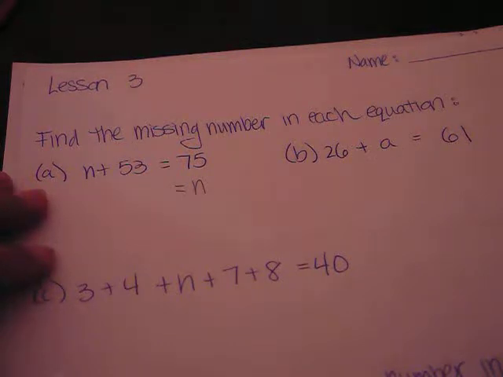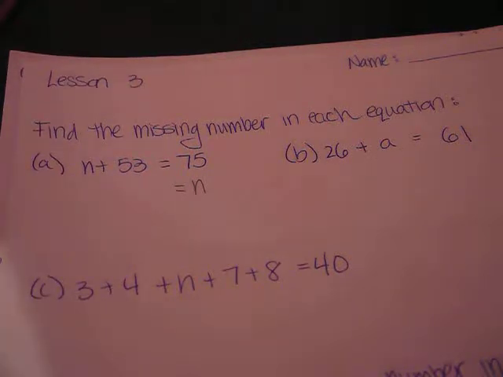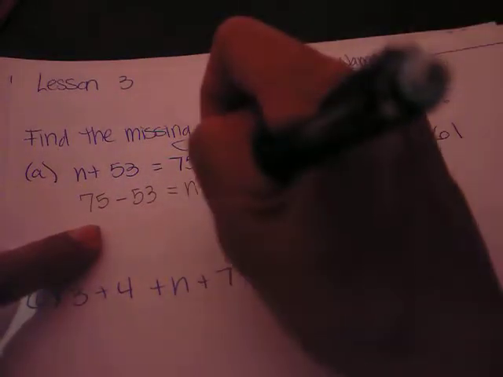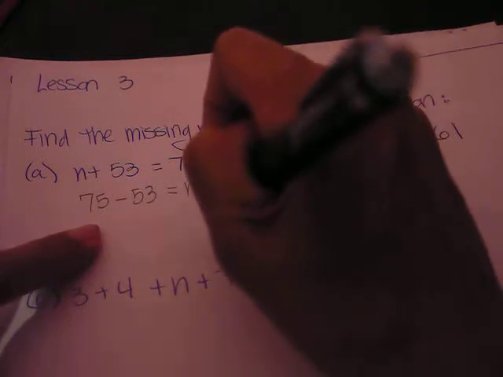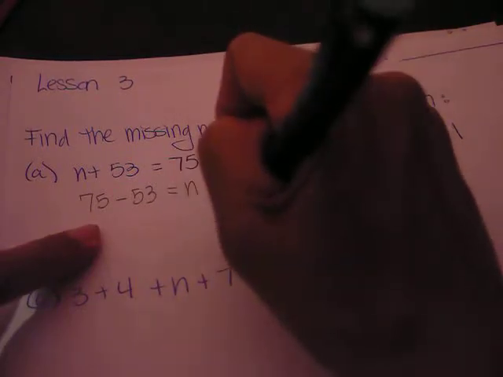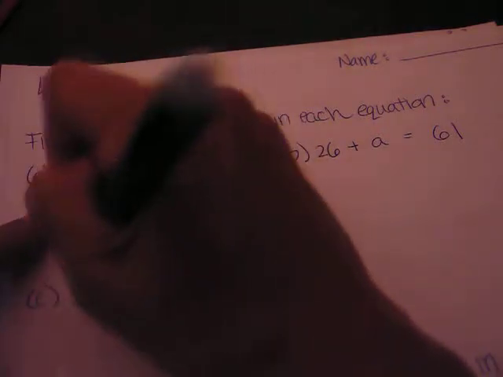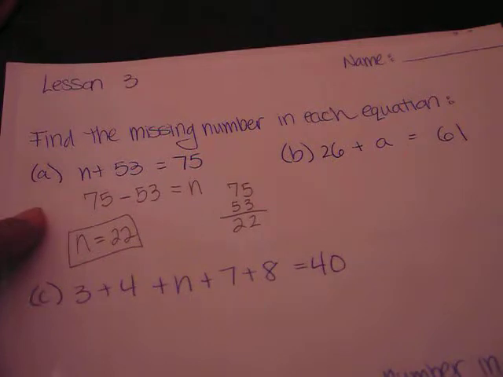Okay, so we can make it into a subtraction problem where we have 75 minus 53 equals n. All right, and so then we can go ahead and do the work for that. And there we go, 22. So then you're going to go ahead and write n equals 22. And go ahead and write that on your notes.